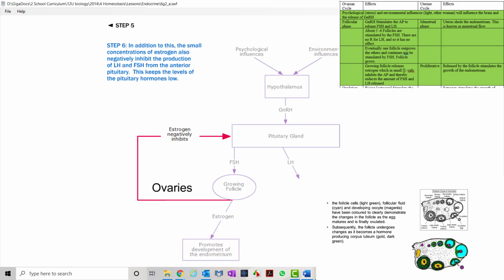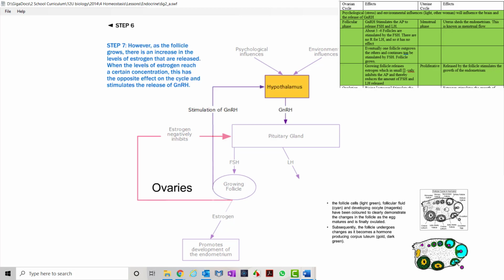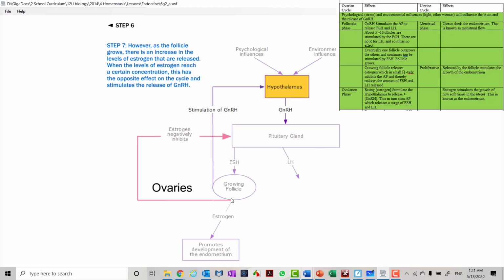This estrogen has another effect. It negatively inhibits the pituitary, causing the FSH to come out more slowly than you might expect, and the LH to come out slowly as well. But this only happens when there is a very small concentration of estrogen. Eventually, when the follicle hits a certain size, it has the right concentration of estrogen that will stimulate the hypothalamus. So instead of negatively inhibiting, it will stimulate the hypothalamus.